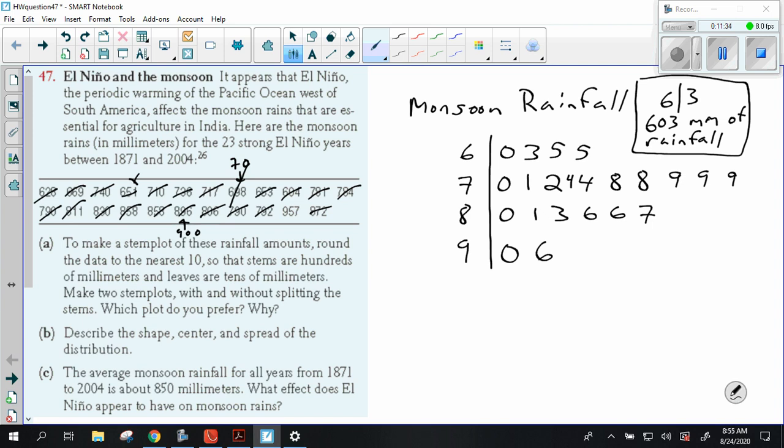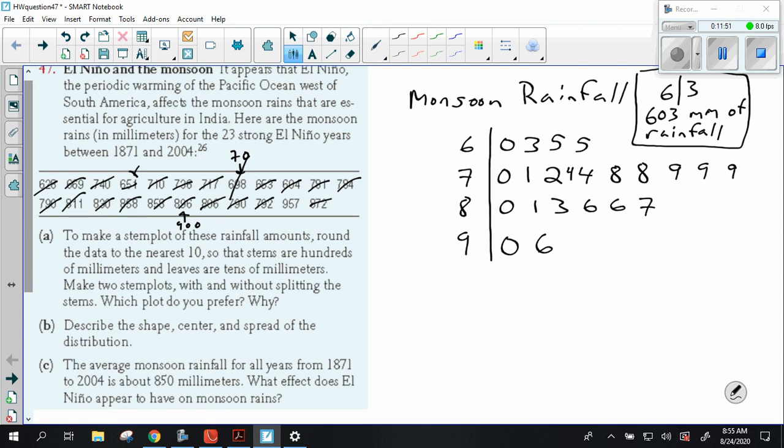All right. The next thing with A is that we were actually asked to make two stem plots. So we got the first one where we have not split the stems. Now let's do the second one where we are going to split the stems. What does that mean? It means that instead of having one value for 6, I'm going to put 2. And instead of one value for 7, I'm going to put 2. Instead of one value for 8, I'll put 2. Fantastic.